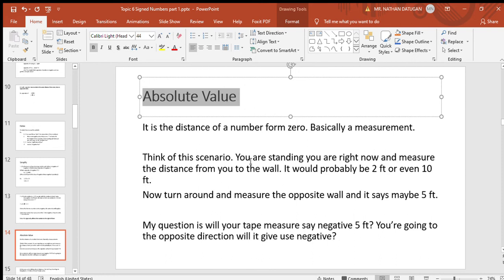So again, if you think about it, when you measure things, you're never going to get negative numbers. It's always going to be positive numbers, because what we're basically doing is measuring. And that's basically the definition of value. Absolute value is the measurement.